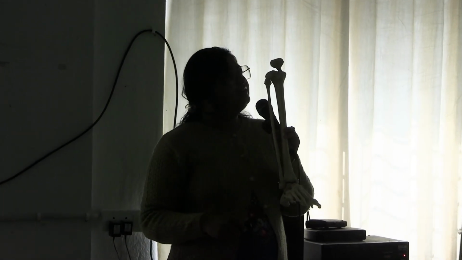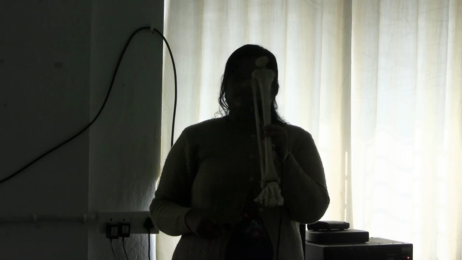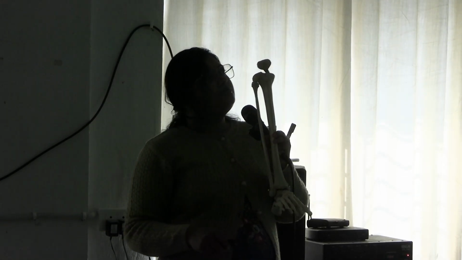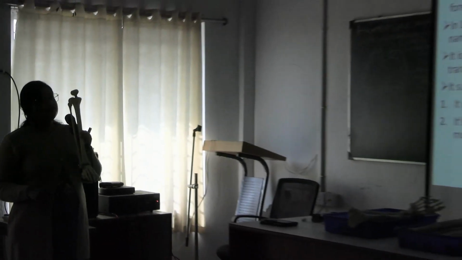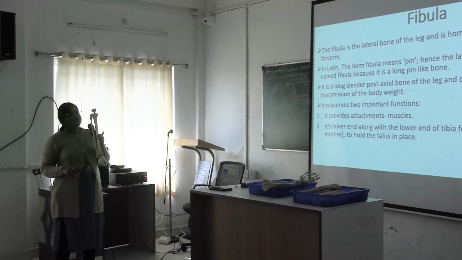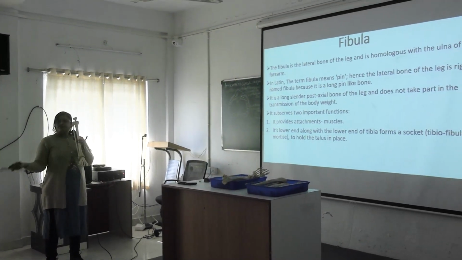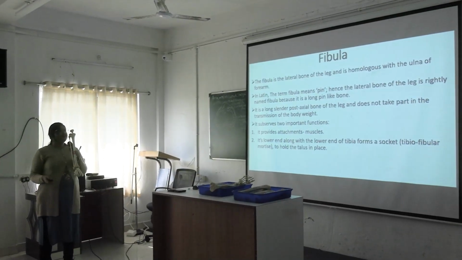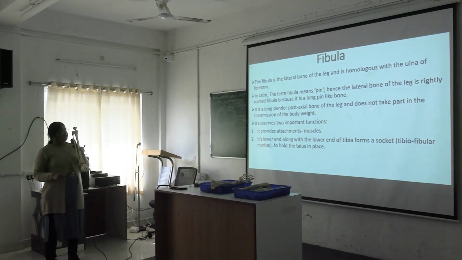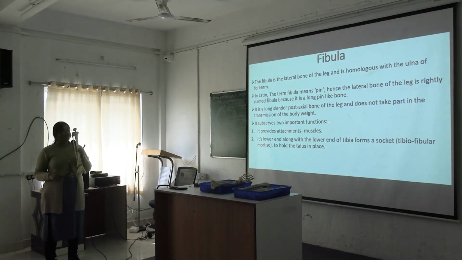In Latin, the term fibula means pin, and hence the lateral bone of the leg is rightly named fibula because it is a long pin-like bone. Okay, it is a long slender post-axial bone. Now, for the forearm the post-axial bone is the ulna. Okay, and it does not take part in transmission of the body weight.